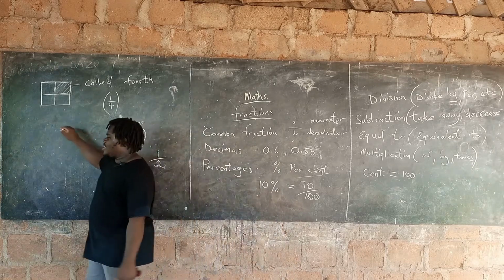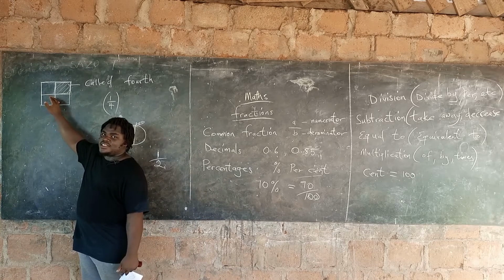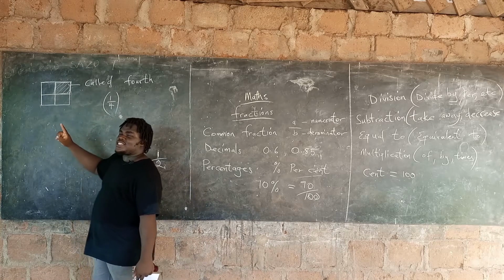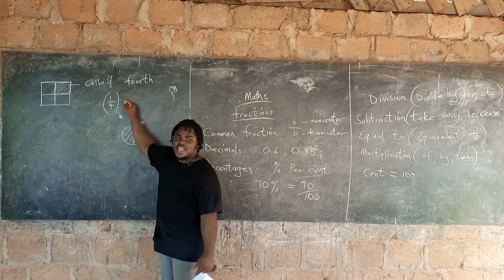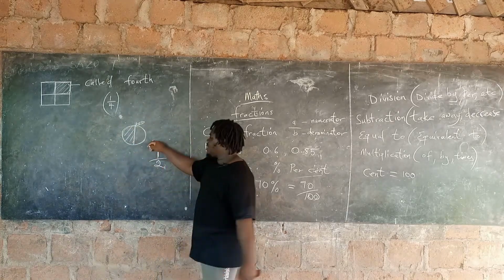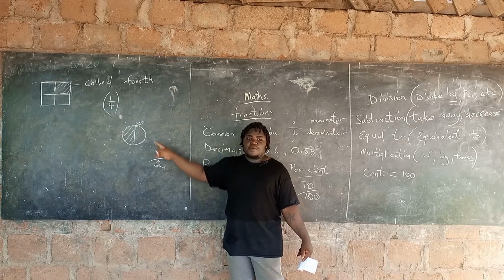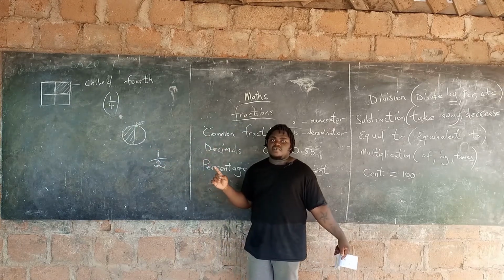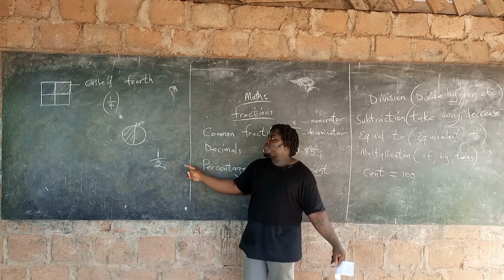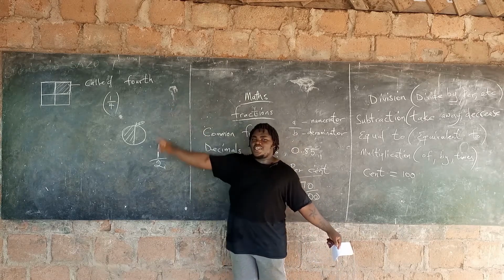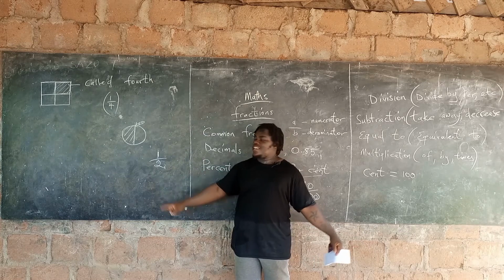Over here, we are having 4 equal parts. One of the parts is called a fourth. And that is what we are having over here. So a part is called a half. That is how we call it, half. You can't say second, because this one is fourth. You can't say this one is second. It is half.